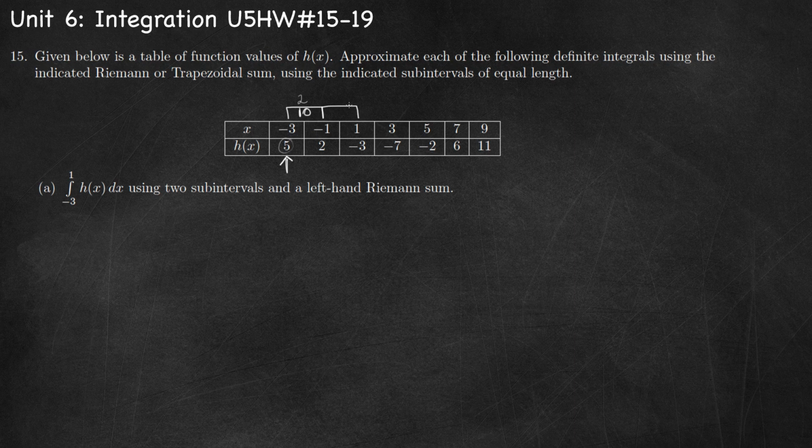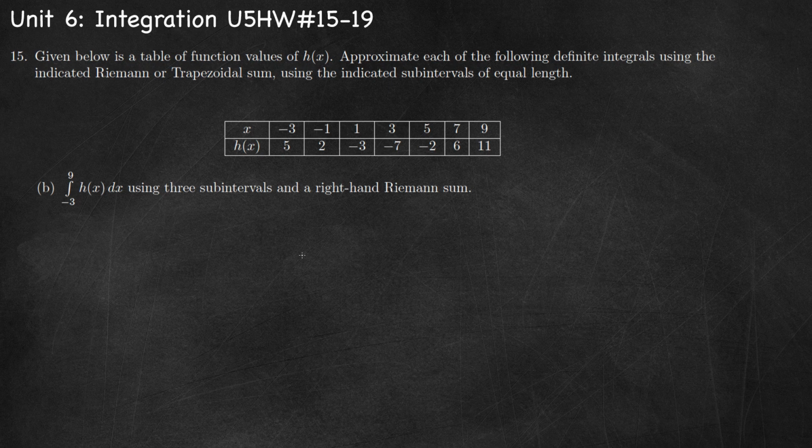My next rectangle goes from -1 to 1, so the width is 2, and for the height I'm going to use the left edge, and that has a value of 2. 2 times 2 is 4. So the total area would be 10 plus 4, or 14. So we did 2 times 5 plus 2 times 2 to get 14.